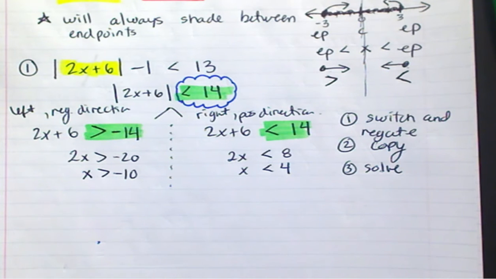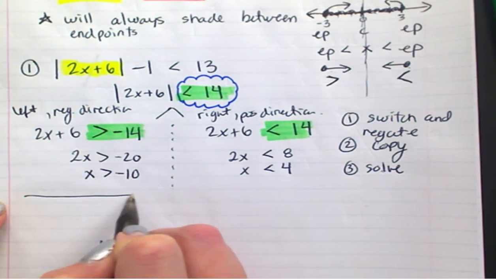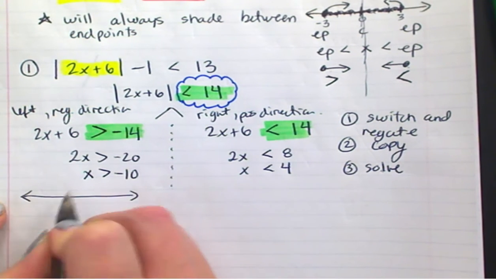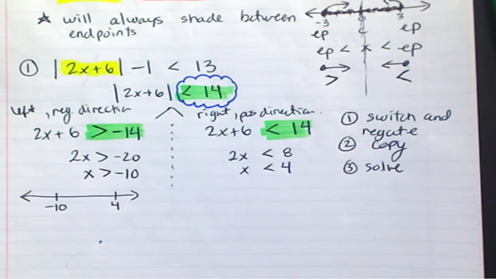Okay, put it on a number line. I only need you to label the necessary points. I don't need tick marks. My endpoints are negative 10 and 4.